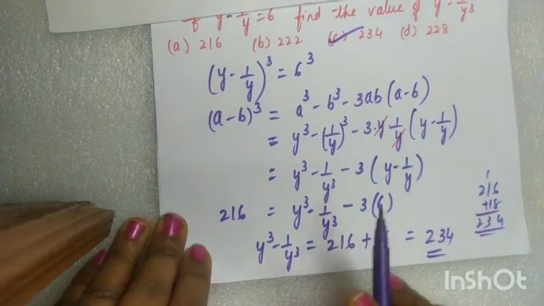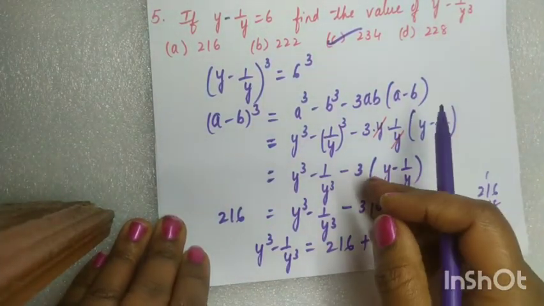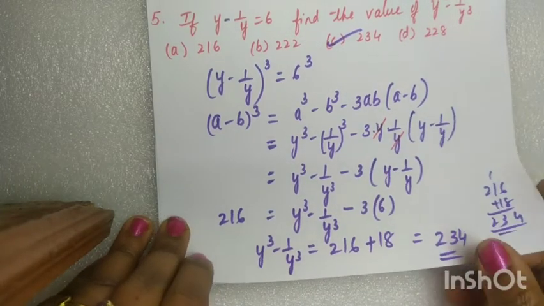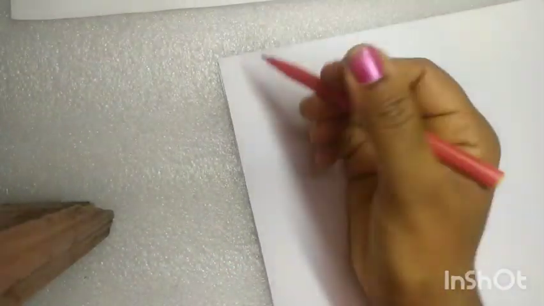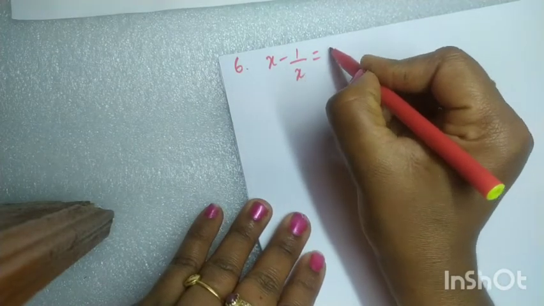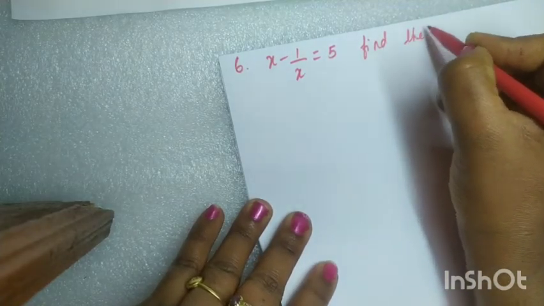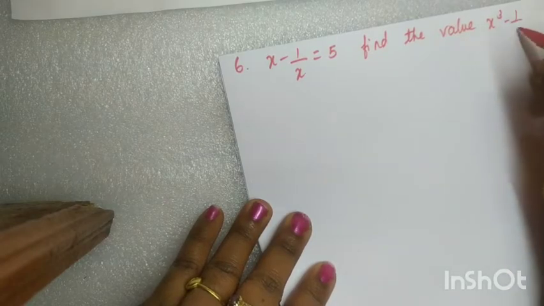I just repeat that this question has been taken from the TNPSC exam question paper from the year 2018. I'll give you a similar problem as an assignment for your practice. The sixth problem is your assignment: x minus 1 by x is equal to 5. Then find the value of x cube minus 1 by x cube.